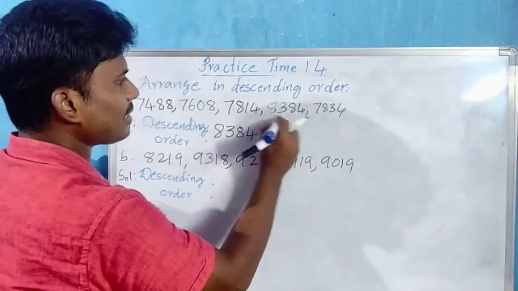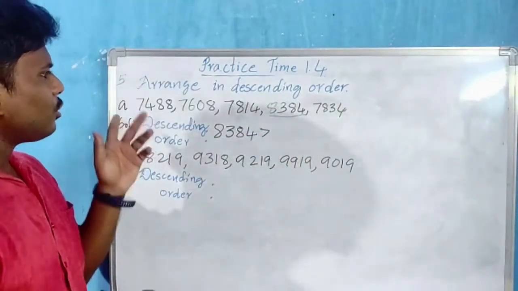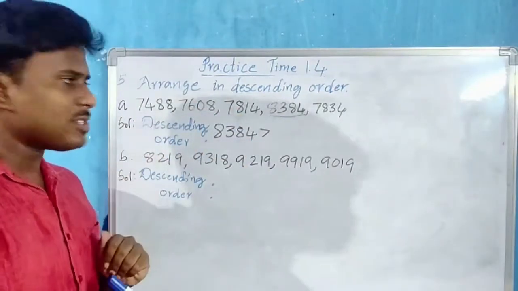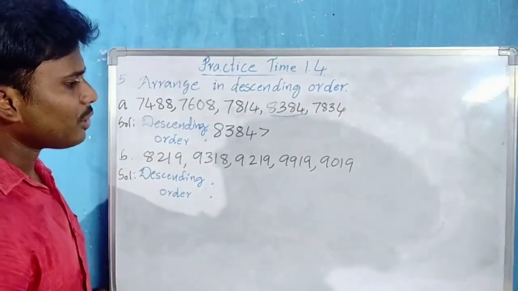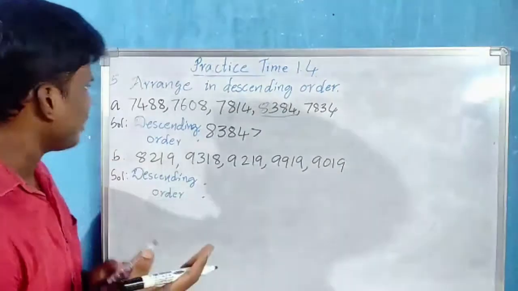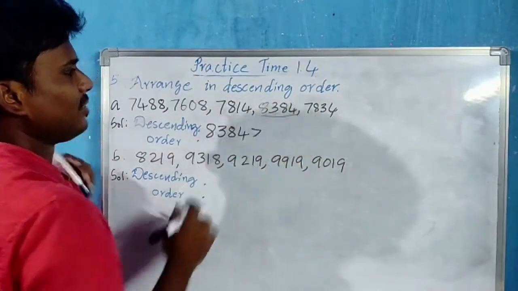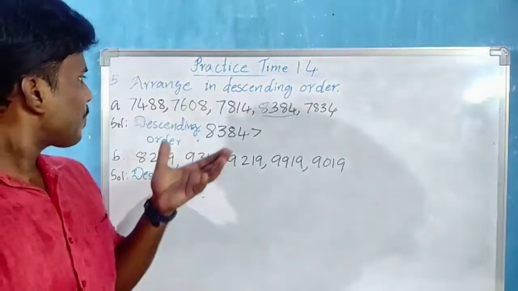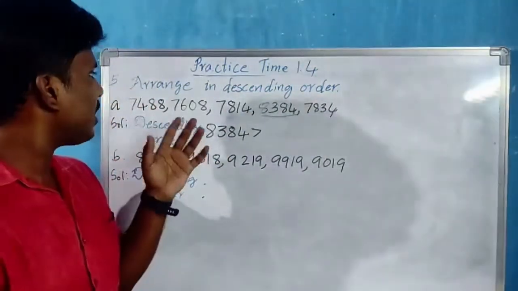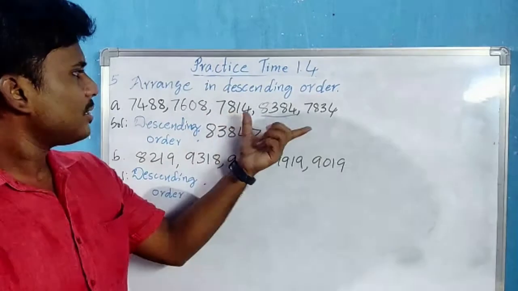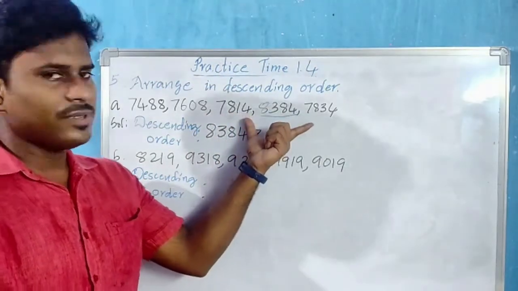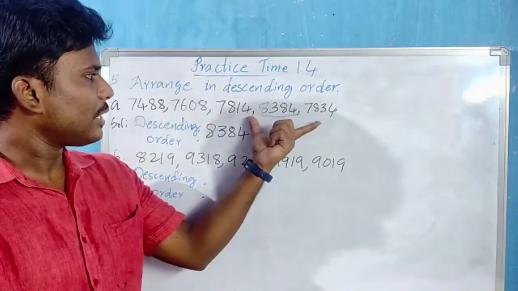So as we completed, let us underline this. Now the remaining numbers all have 7 in the thousands place. So what shall we do now? We go for the hundreds place. 4, 6, 8, 8. If we compare, two numbers have 8 in the hundreds place. So this and this. As we need the next greater number, so like this, okay?